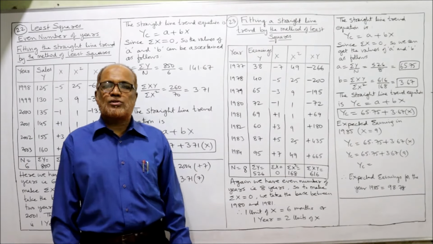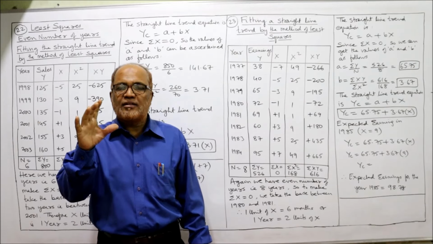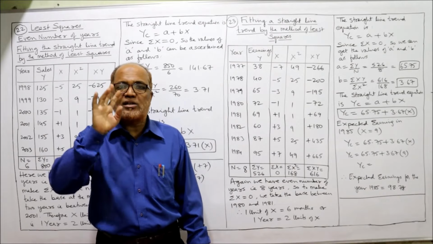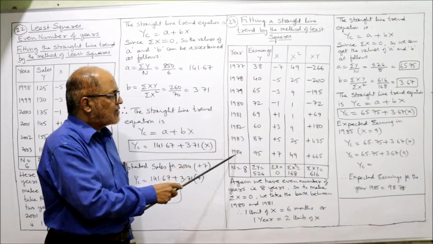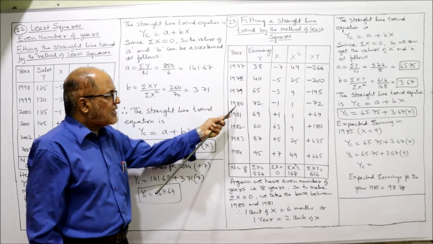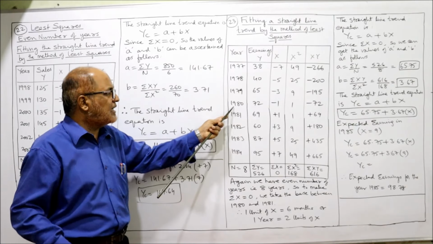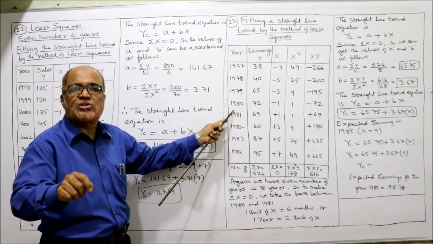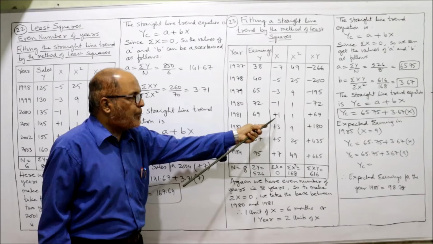Now x values. In the previous problem I told you, when there is an even number of years, you select the middle 2 years. First leave the first 3 years and last 3 years. The middle 2 years are 1980 and 1981. So you take minus 1 plus 1. 1980 minus 1, 1981 plus 1.